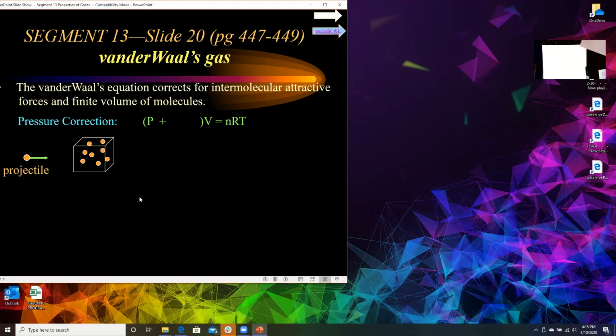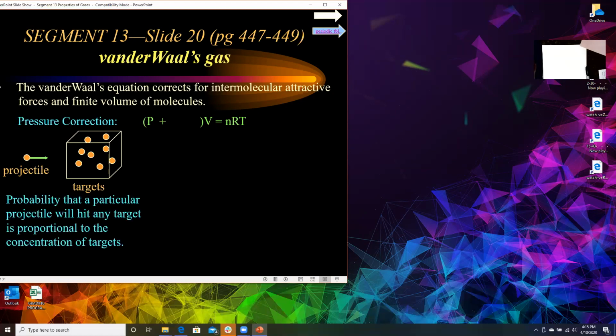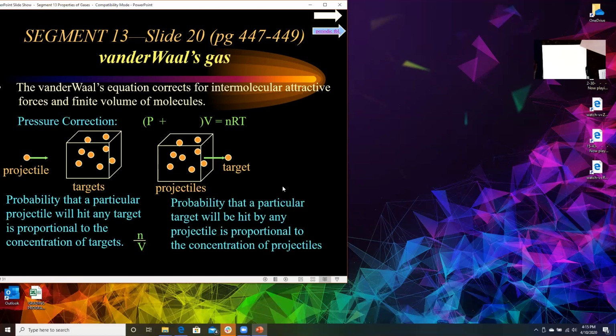Now, if I've got a projectile and a whole bunch of molecules, the probability of a projectile hitting a target is going to be proportional to the concentration of targets. So that's the molar concentration, N over V. Now let's imagine the other side of a collision. Suppose I've got a lot of projectiles and one target molecule. What's the probability that one of these projectiles will hit one target molecule? Well, that's proportional to the concentration of projectiles. That's going to be N over V as well.